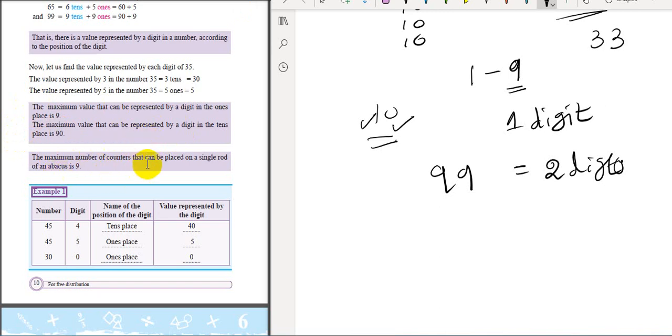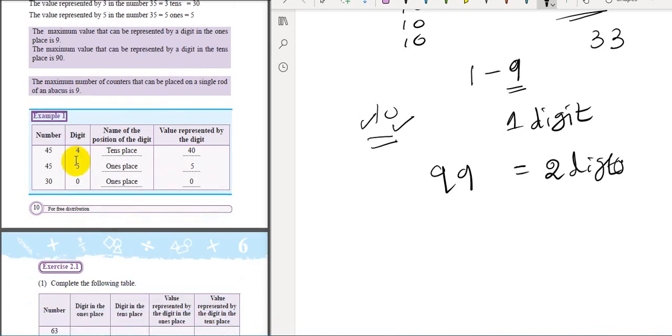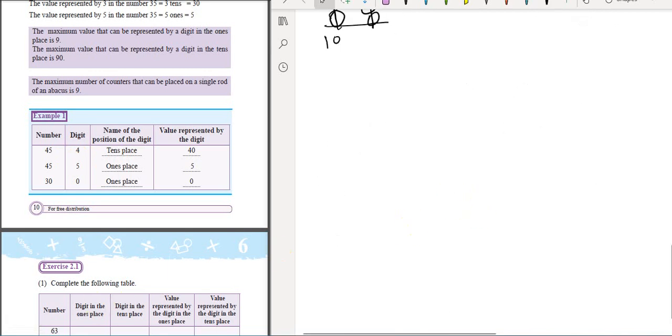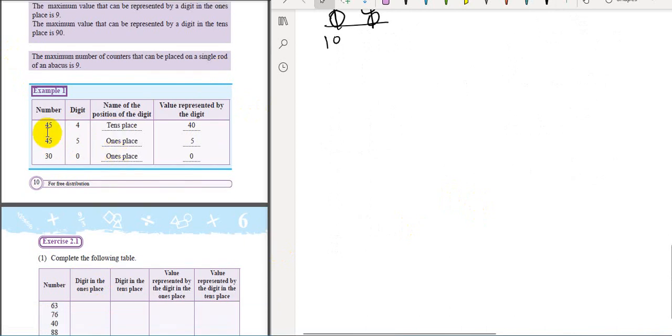The maximum number of counts that can be placed in a single row of the abacus is 9. In a single row of the abacus, here we can write up to 9: 1, 2, 3, 4, 5, 6, 7, 8, 9. We can't put 10 here, because if it is 10 we have to write that value here. How many 10s are here? 1 ten, 2 tens, 20, 3 tens, 30, 4 tens, 40. Okay, then we'll move to this one, number 45.